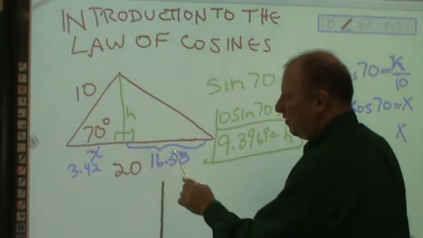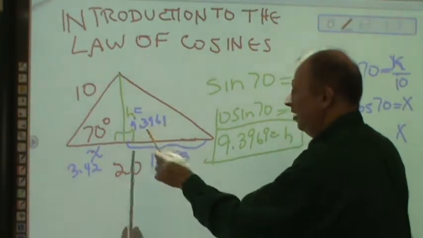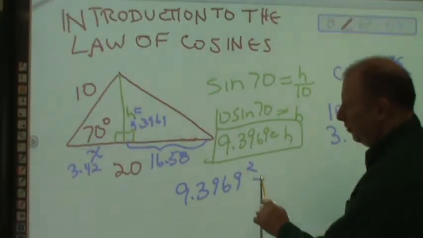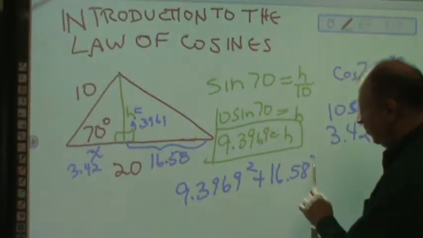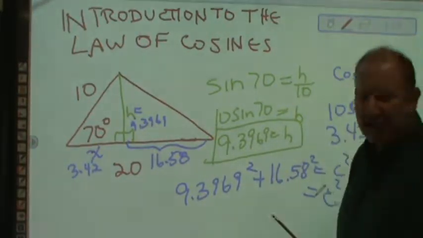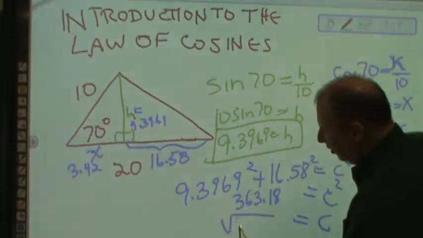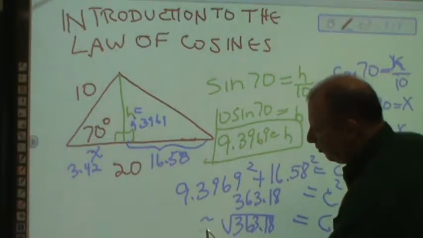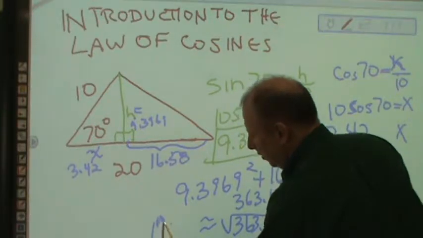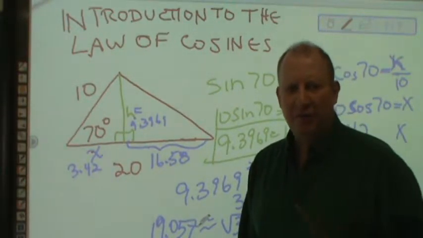Let's not forget that this height happens to be 9.3969. And by using the Pythagorean theorem, we can say 9.3969 squared plus 16.58 squared is equal to c squared. C squared then happens to be equal to 363.18. And c will be the square root of 363.18, which is approximately 19.057. Now let's see if we can derive some kind of formula from this.